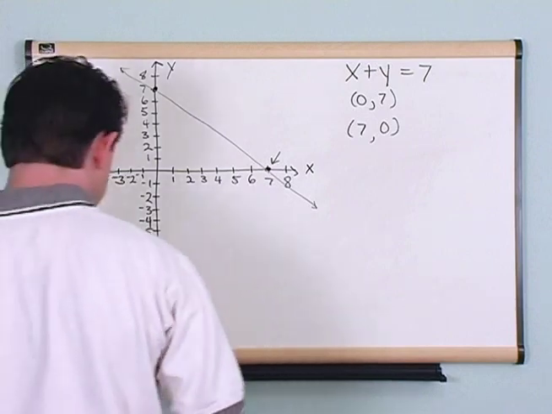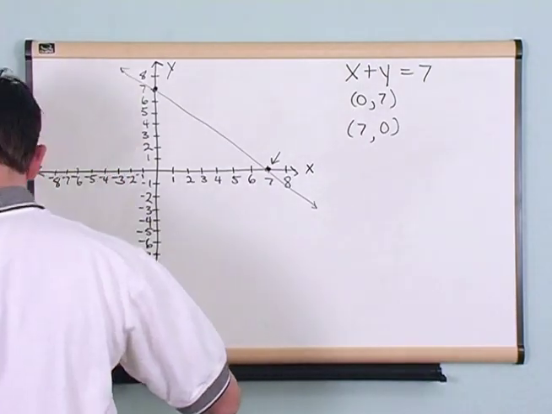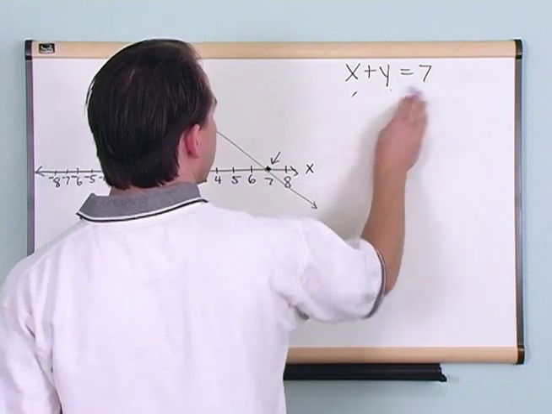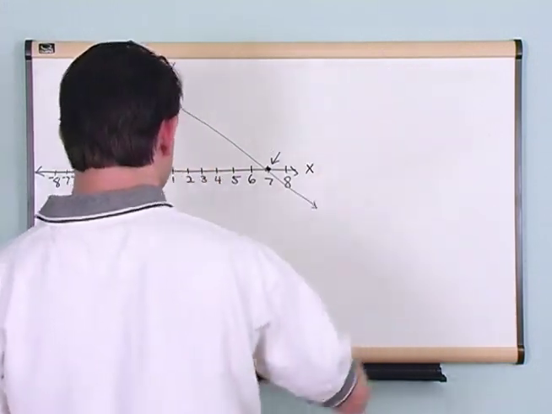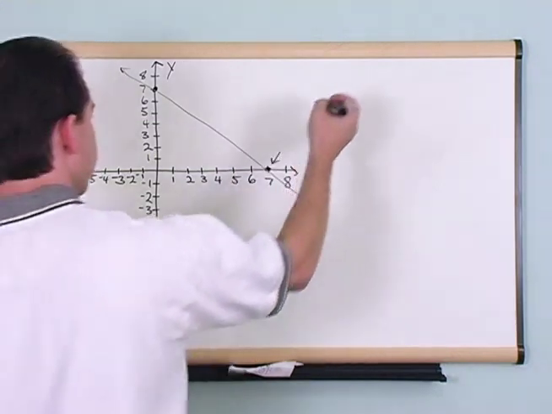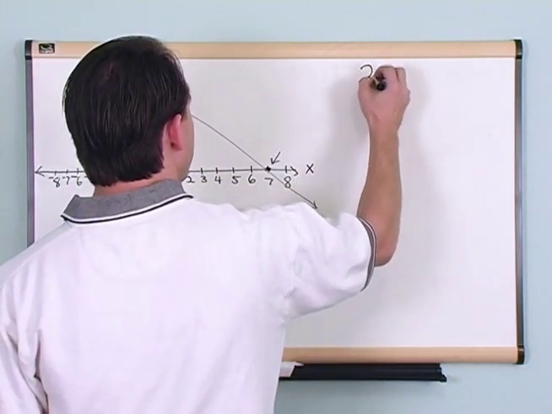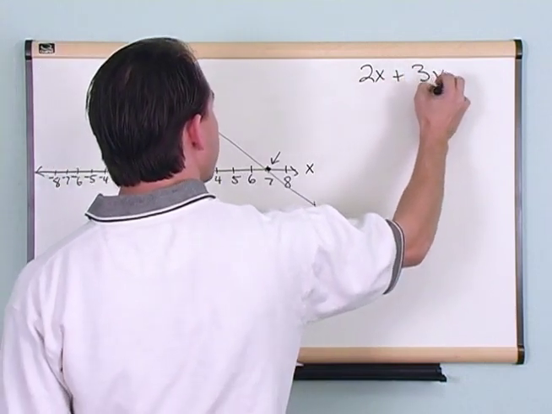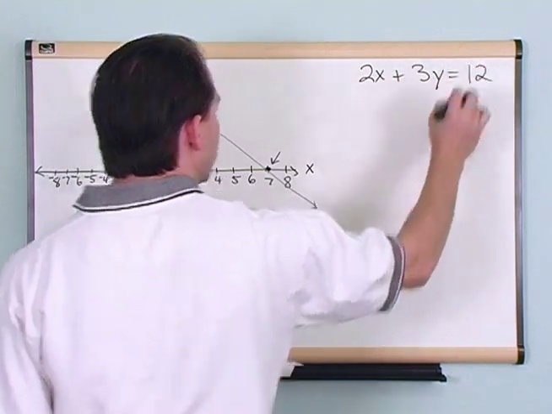So let's do another one of these. It'll make things, I think, a little bit simpler to just see some problems over and over again. Okay, so let's do that. Next problem is, let's just say we have 2x plus 3y equals 12.